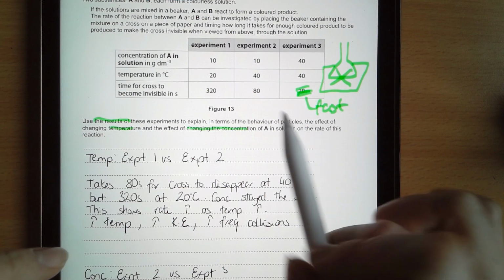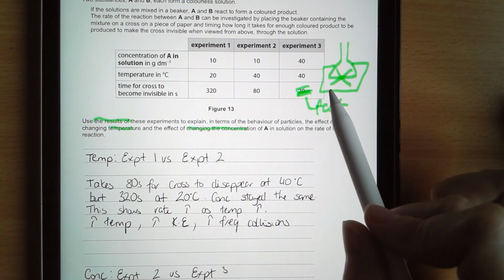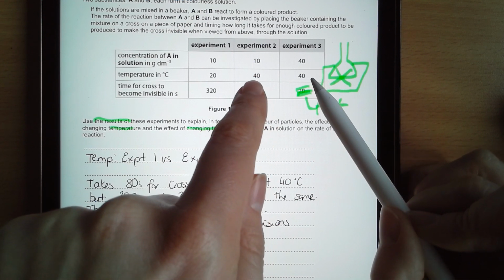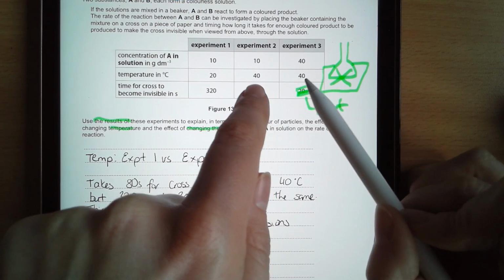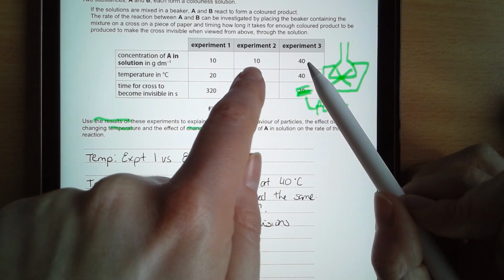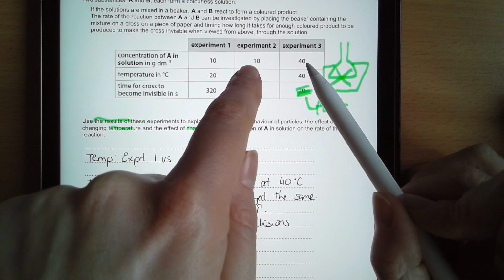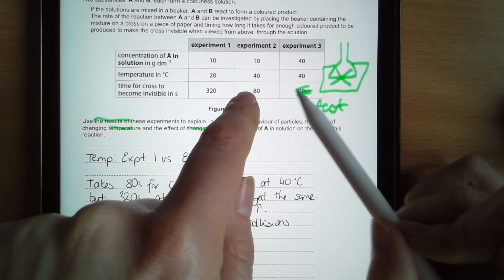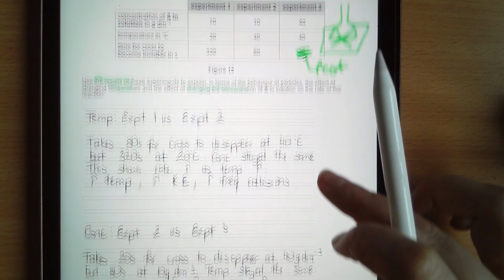Now the next thing I need to talk about is concentration. So when I'm talking about concentration, I'm going to look at experiments 2 and 3. And the reason is because temperature stays exactly the same, it stays at 40, but concentration increases. And when I increase that concentration, I can see the cross disappears much faster than when I was using a lower concentration.